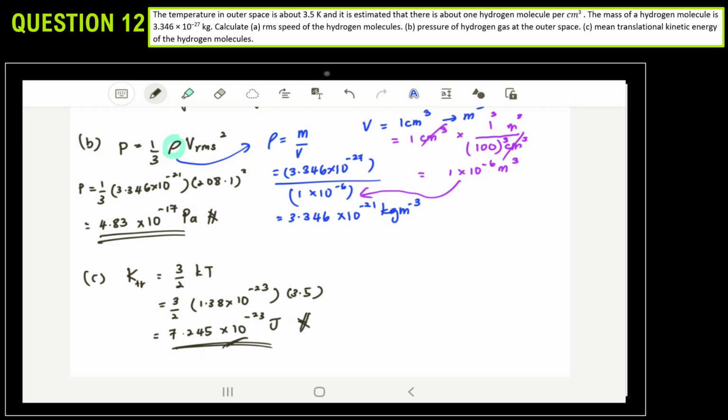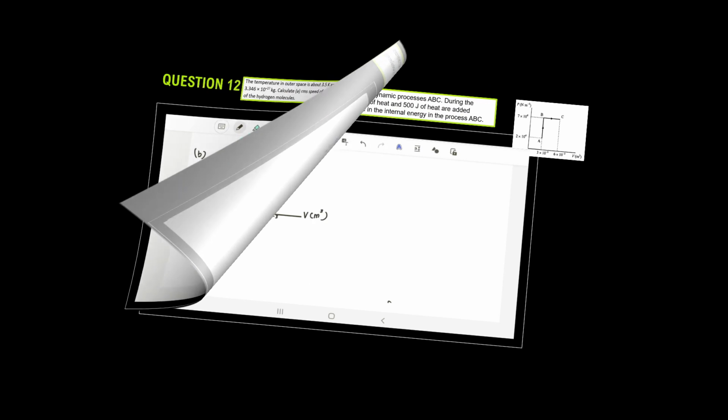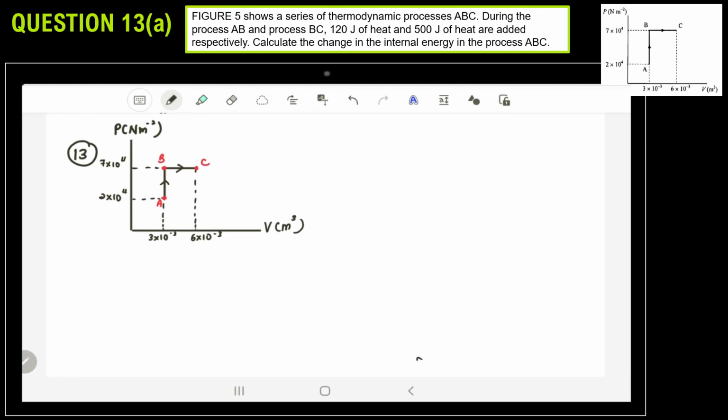Alright, so now let's proceed to the last question. Question number 13, we have a series of thermodynamic process ABC, and during the process ABC, given that 120 joule of heat and 500 joule of heat are added respectively.